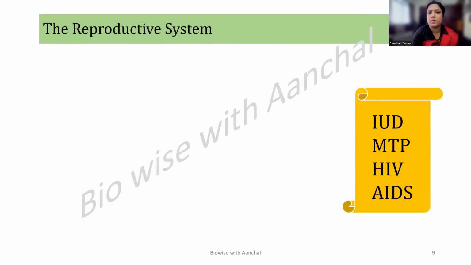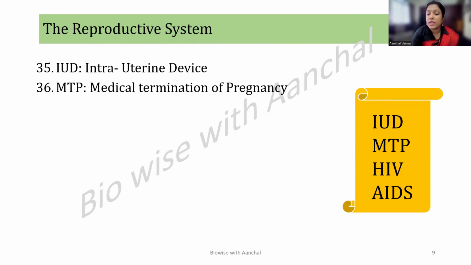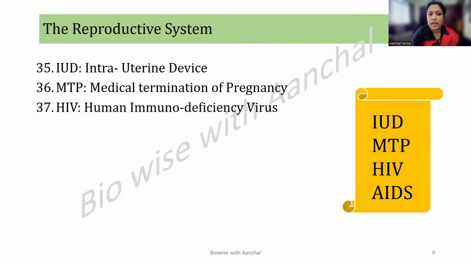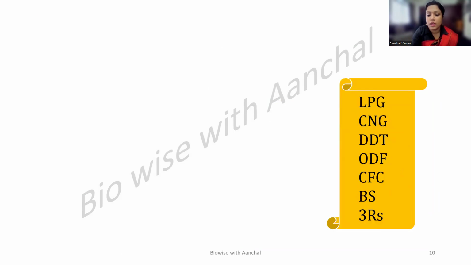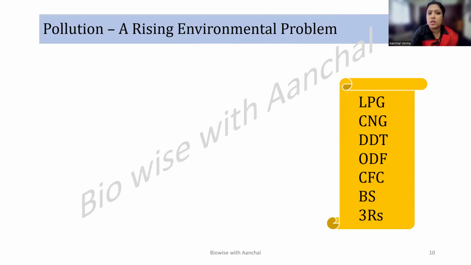Moving to the next, the reproductive system. In this, you have IUD, which is intrauterine device. MTP, medical termination of pregnancy. HIV, human immunodeficiency virus. Now, HIV full form is not given in your textbook, but the short form is mentioned in your textbook. So I have given it the full form also. AIDS, this again, the full form is not given in the textbook, but the short form is given. So I have given you the full forms. Acquired immunodeficiency syndrome, right?